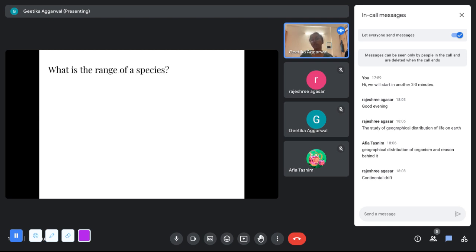Moving on to another thing, the range of a species. What is the range of a species? How do you define the range of a particular species of organisms?